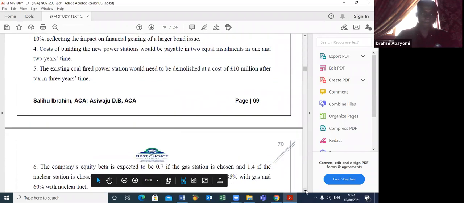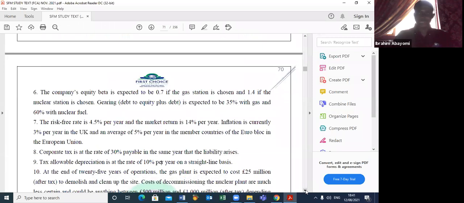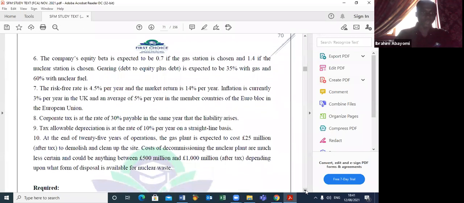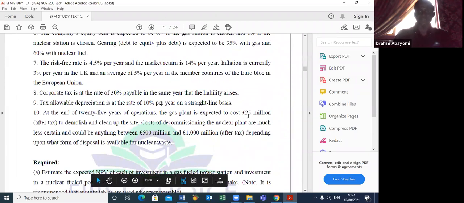The company equity beta, there's no cash flow there. In note 7, no cash flow. Note 8, no cash flow. Note 9, we have treated that. Note 10, at the end of 25 years of operation, the gas plant is ready to be demolished, at a cost of 25 million after tax.